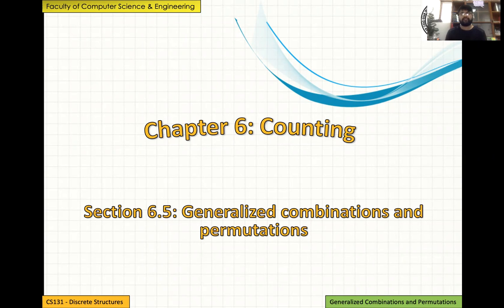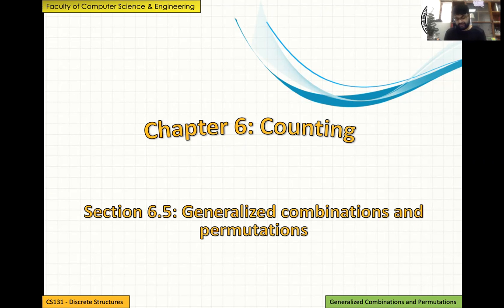So in the previous lectures in chapter 6, we have learned some of the basic rules that can be applied for counting, for example, the sum rule and the product rule. And then we have seen some important applications of the tree diagram and how that can be used for counting and enumerating. This was then followed by section 6.2, where we talked about the pigeonhole principle and the generalized pigeonhole principle.